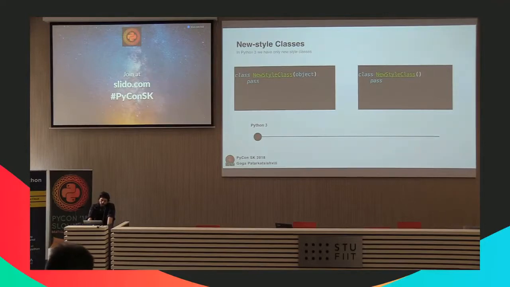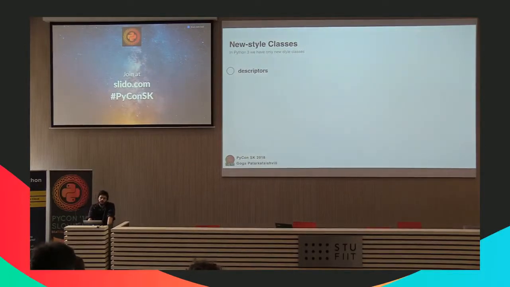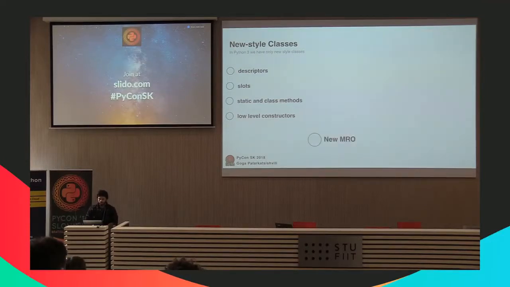So we can inherit from object, or we can also not inherit from the object class. Even if we try to write an old style class, it's implicitly derived from object. Okay, there are a lot of changes in the new type classes. There are descriptors, slots, static and class methods, low-level constructors. But one of the most important is that in new type classes, we have a new method resolution order.